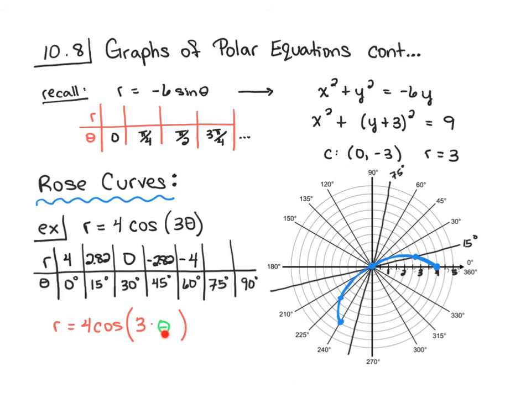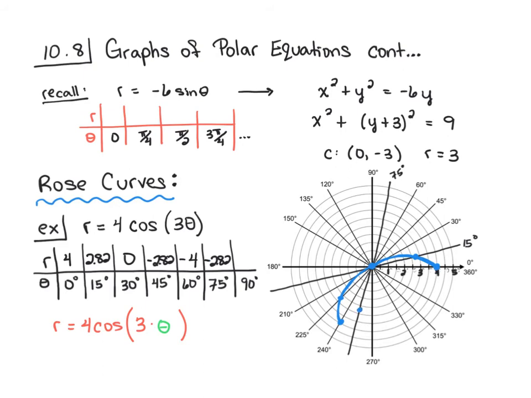Cosine of 225 is again negative square root of 2 over 2. Negative square root of 2 over 2 times 4 will give me approximately negative 2.82. Which means that on the 75 degree angle, you've got to go the opposite direction. So I'm going to be right about here again.